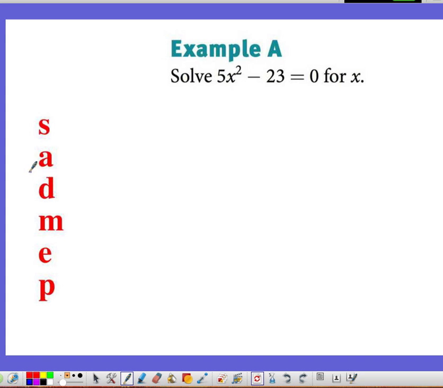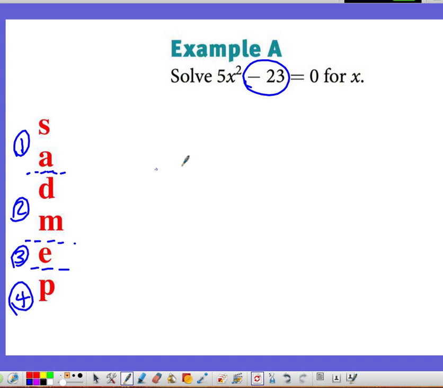Here what we're going to do is basically use reverse PEMDAS, where addition and subtraction is my first level, division and multiplication is my second, exponents are my third, and finally parentheses is my last level. So using reverse PEMDAS, can you identify any addition or subtraction? Here we are subtracting 23, and so we want to do the inverse, the opposite of subtracting 23, which is to add 23 to both sides. And so what we have is 5x squared is equal to 23.